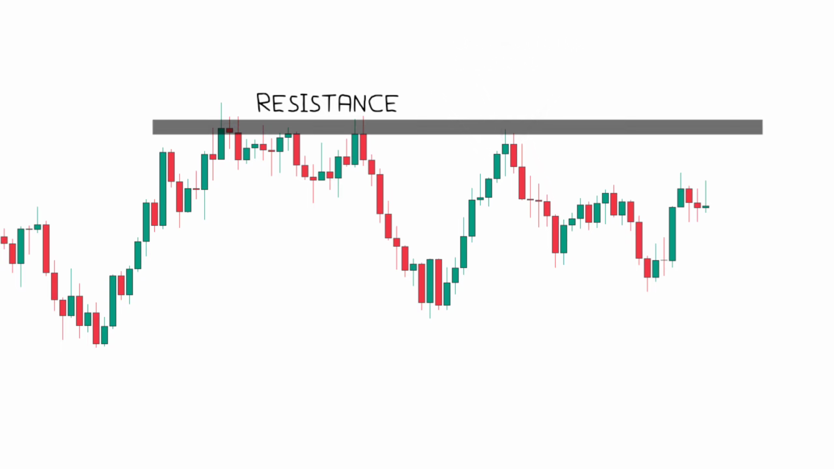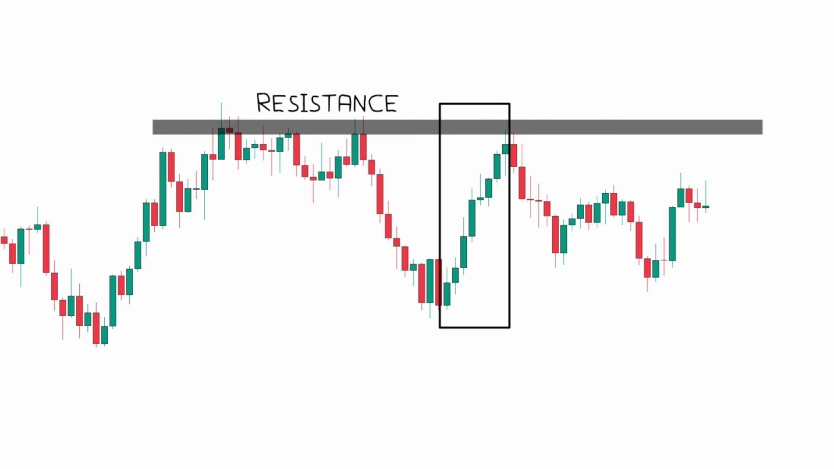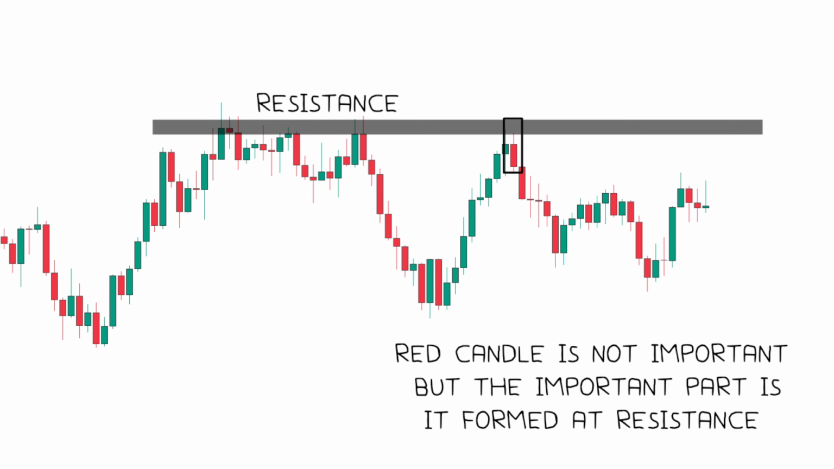Now, here's a pro tip. Look for a candle color change at support or resistance, which can signal a possible trend change. I'll show you what I mean. As price is moving upwards, notice all the green candles. Green candles represent bullish price action. As you can see, there are 8 green candles in a row before, finally, a red bearish candle appears. The most important part is that it occurs right at resistance, and as you can see, price then reverses.